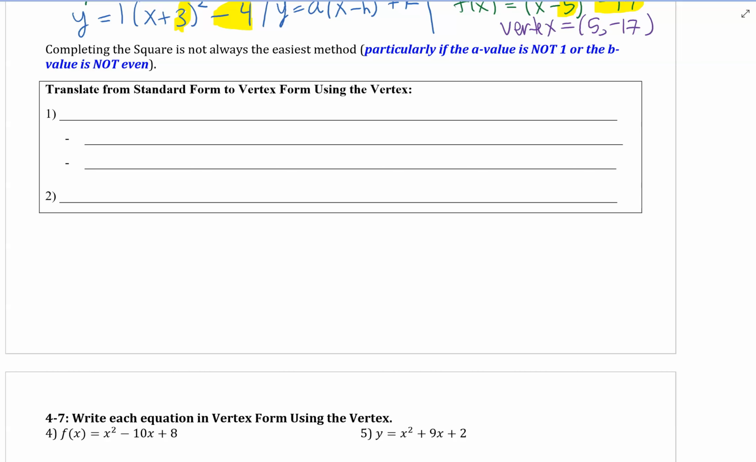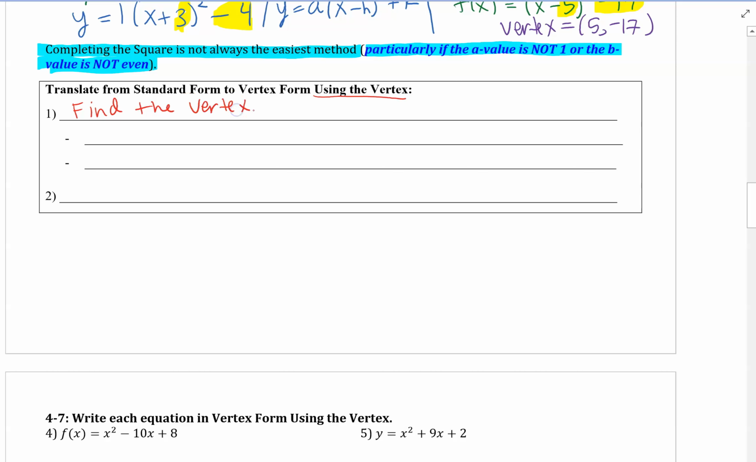So you might be wondering how we go from standard form to vertex form when the a value isn't 1 or the b value isn't even, because completing the square in that scenario would not be so simple. So we have a different option for those cases that involve just finding the vertex. So that would be step 1, is just to find the vertex, because when you're in standard form, we have a formula that helps us find it.